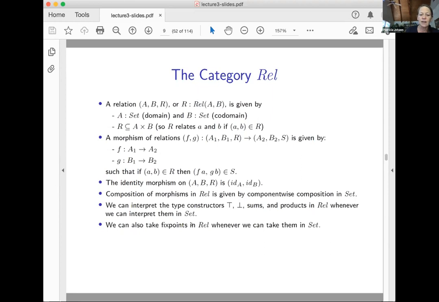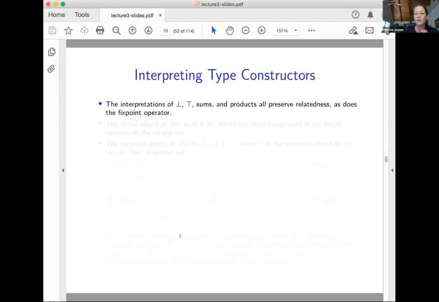You can have all the same kinds of categorical structure in Rel that you would have in sets. And similarly, that means that I can interpret type constructors in essentially the same way in both categories, and I can do the same thing for fixed points, which is important because we're trying to look at data types that we see as fixed points. Okay, all right, so let's see how this goes. I claim that interpretations of all of these type constructors like bottom, top, sums, and products are all going to preserve relatedness and that the fixed point operator is going to have exactly the same property.